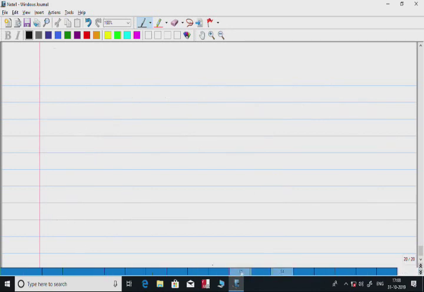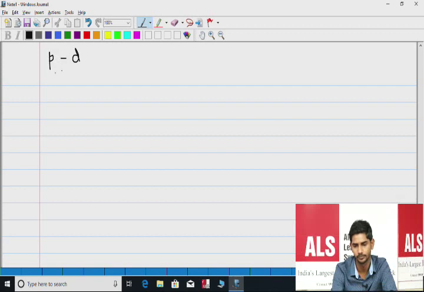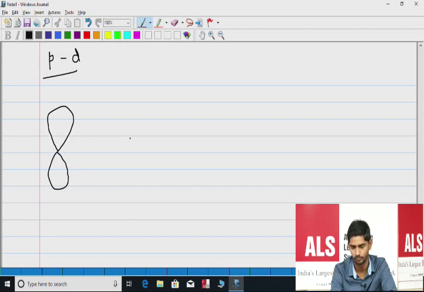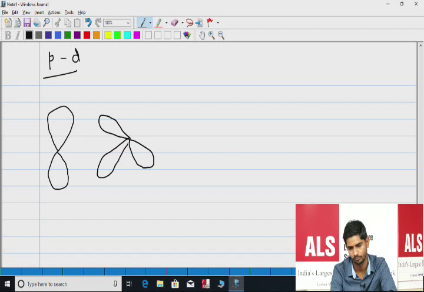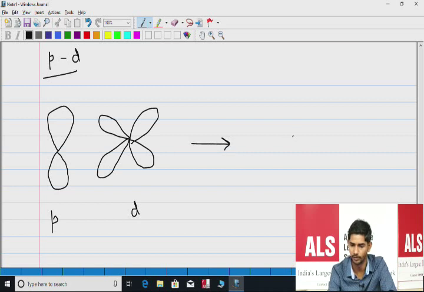Okay, let's move on. This is pd overlapping. This p orbital, this is your d orbital. After the overlapping, they will look like this.